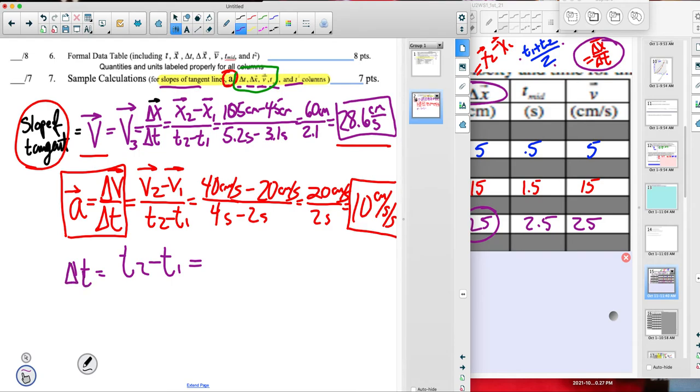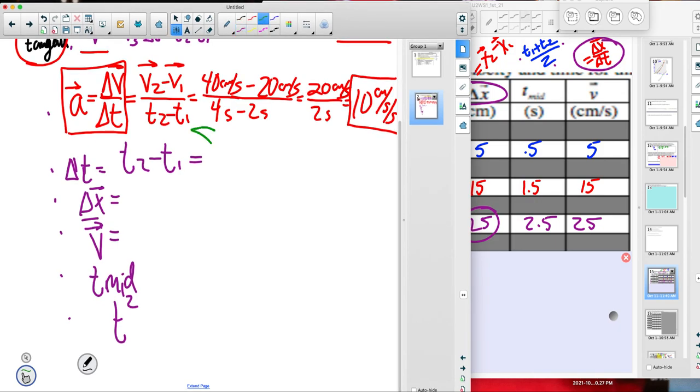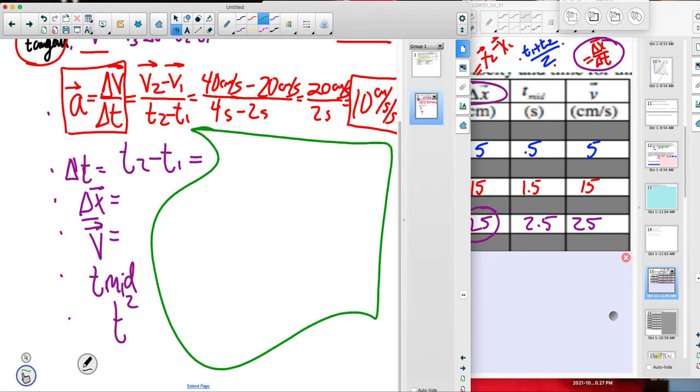So change in time, change in position. Looks like we have to do average velocity. What else is up there? T-mid. And then the last thing would have been time squared, which I believe makes your 7: 1, 2, 3, 4, 5, 6, 7 sample calculations. You just need one example of each on a single sheet of paper. But the values you pick, all of the work that you put in here, have to be real calculations from your real WnX lab, not your worksheets. Thanks.